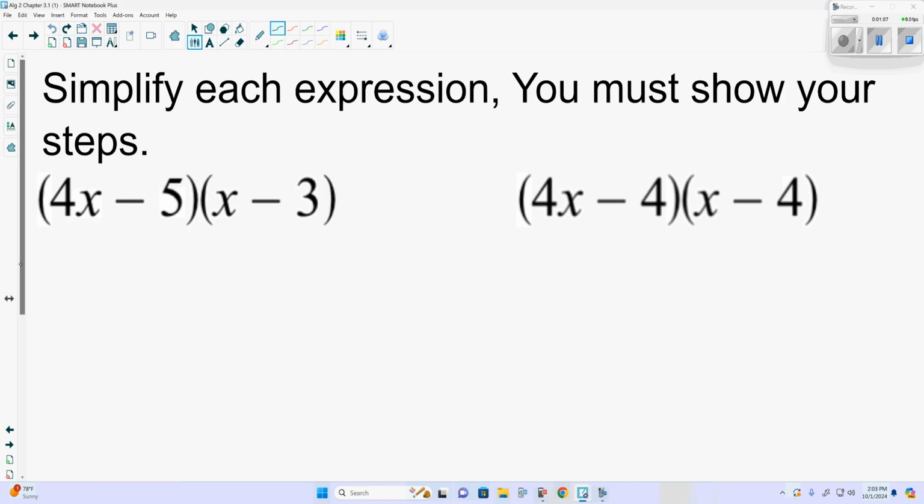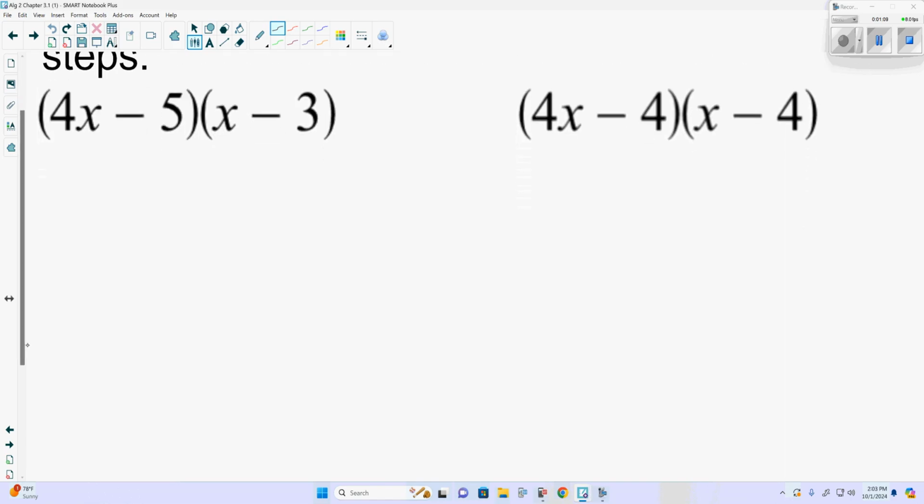So this is distributive. If we look at this first one here, 4x minus 5 times x minus 3. First thing we do is 4x times x. Well, 4 times the number in front of x, 1, is just 4. x times x is x squared. So we have 4x squared. Then we do 4x times negative 3. 4 times negative 3 is negative 12, and we still have the x. And that's all the terms with 4x.